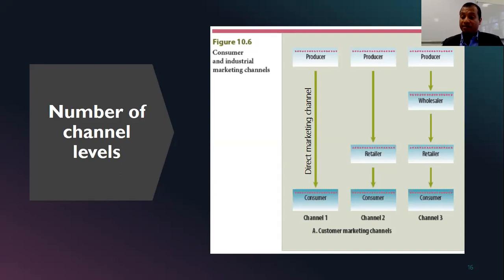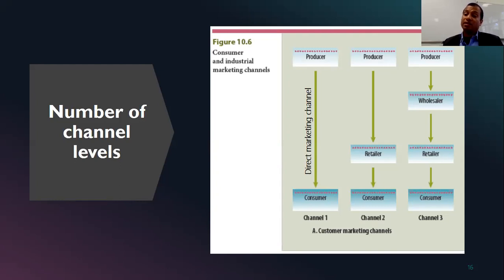In the second case, channel 2, you have one intermediary, that is the retailer, as we have just seen in the case of Walmart. So if you are a producer and the end consumer is at the other extreme, and you add one retailer, that is the level 2 marketing channel. But in the level 3 marketing channel, you have one more intermediary known as the wholesaler.